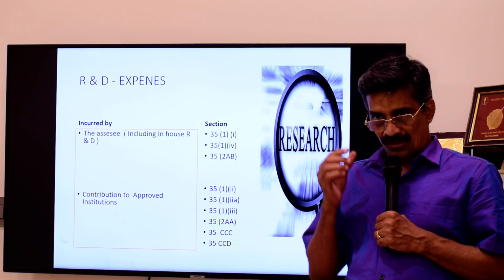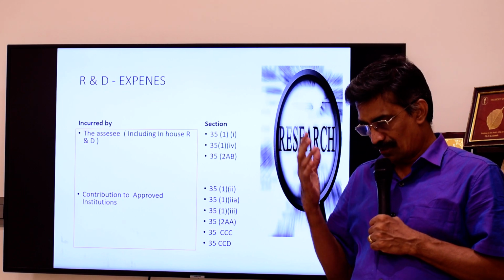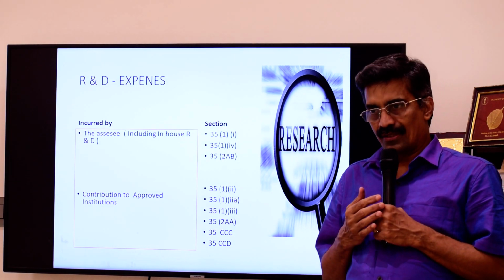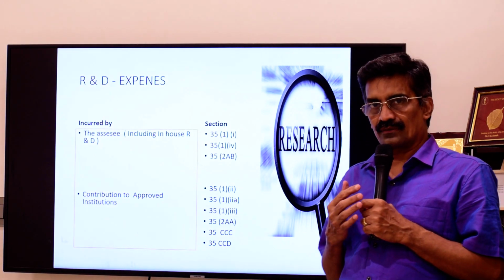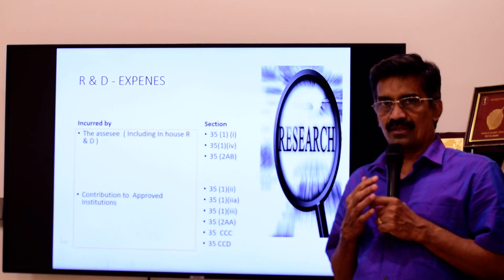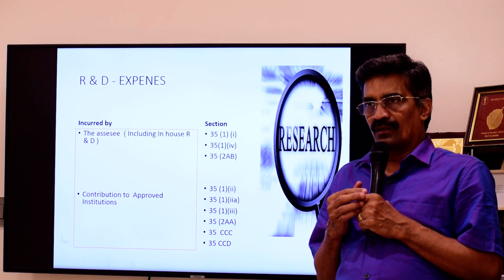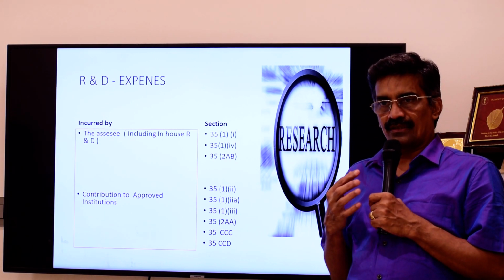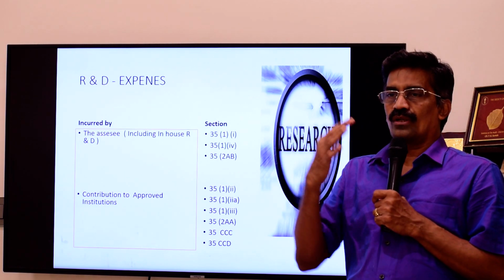So welcome back friends. In continuation of what we have been doing in business income, now we'll go to R&D expenditure. When we talk about R&D expenditure, research and development expenditure can be broadly divided into two parts, where the research is undertaken by the assessee himself or he is contributing to abroad institutions.